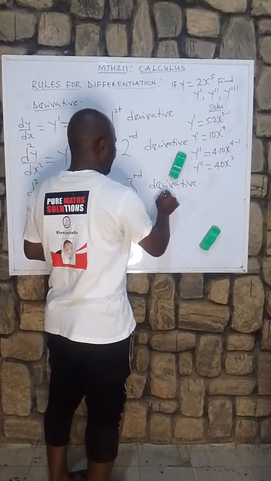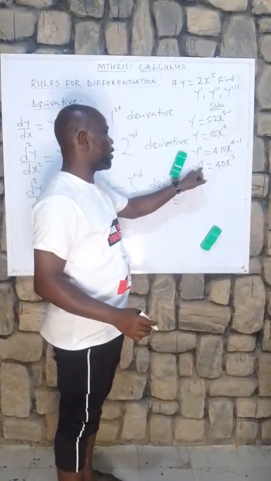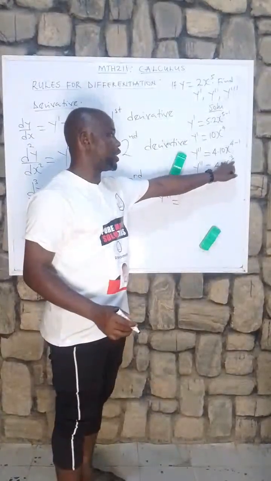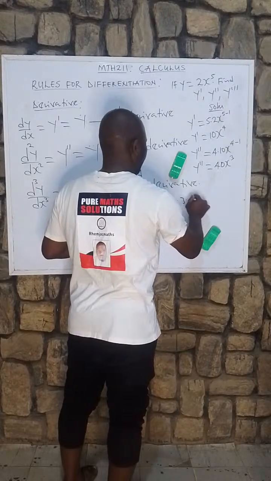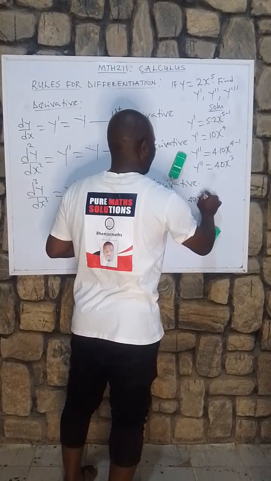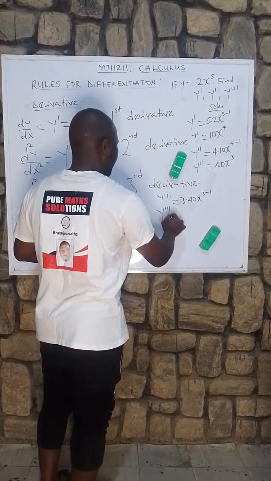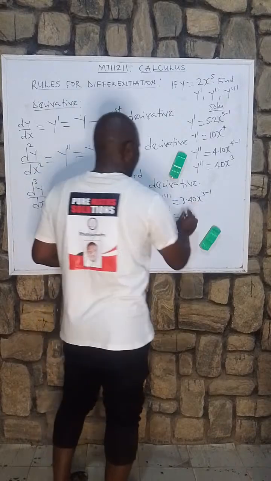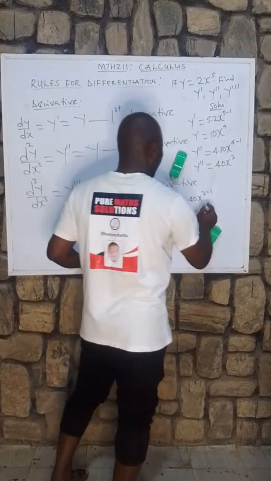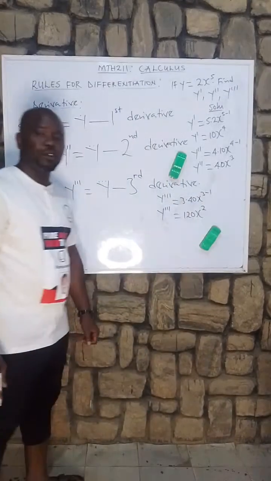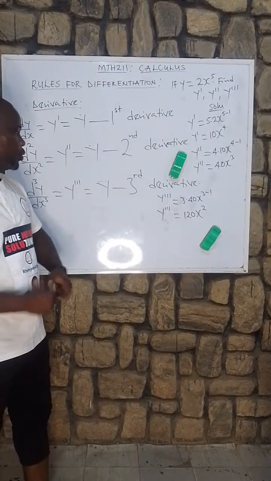So y prime prime prime will now be equal to, you are going to differentiate the answer of y prime prime, which is 40x raised to the power 3. Then use it to multiply, this 3 times 40x raised to the power of 3 minus 1. Then y prime prime prime will now be equal to 120x raised to the power of 3 minus 1, you are going to have 2. True or false? So this is how to differentiate up to y prime prime prime.